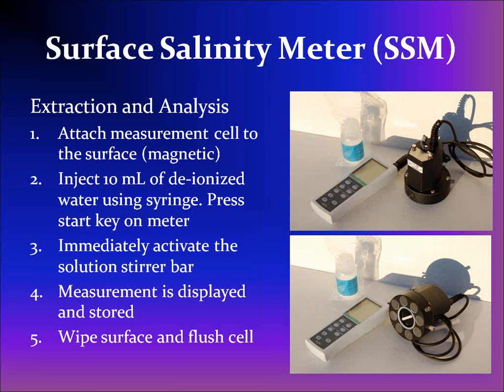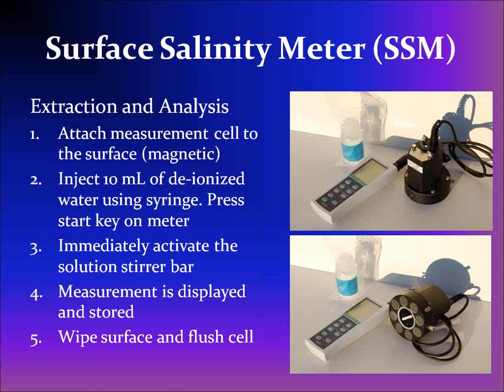The Surface Salinity meter, which is manufactured in Japan, is similar to the soluble salt meter I just described, which is manufactured in the US. The surface salinity meter consists of a magnetic measurement cell connected to a conductivity meter. The lower image on the slide illustrates the contact surface of the magnetic cell, which consists of a series of 8 magnets and an automated stir bar in the center.